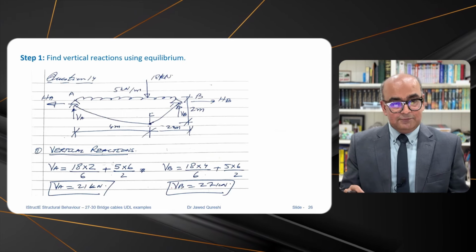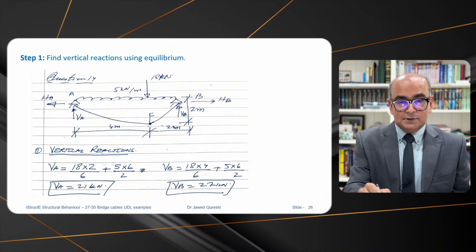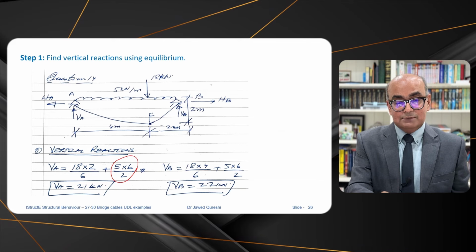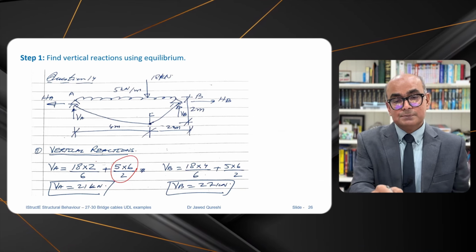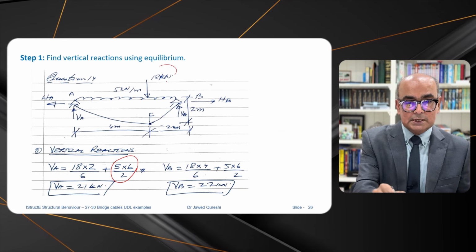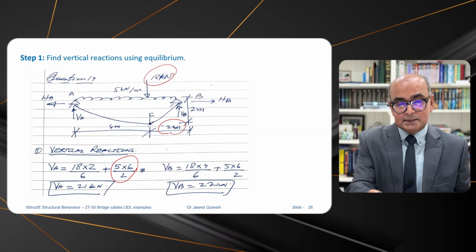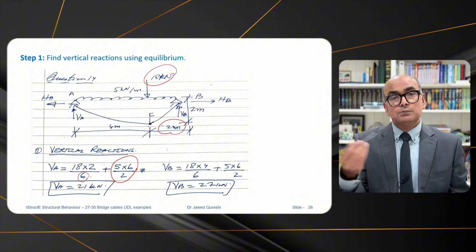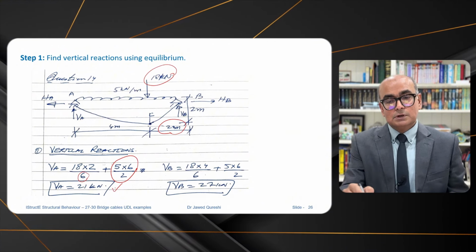Let's start with our first step, which is finding the reactions. So reactions will be due to UDL, load times length divided by 2, and here for A I will use load times off span divided by full span. So load is 18, off span, the span that is away from A, is 2, divided by full span is 6. That is the formula that we use for off-center point loads. From here we get VA as 21.